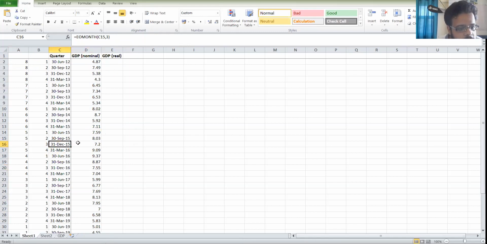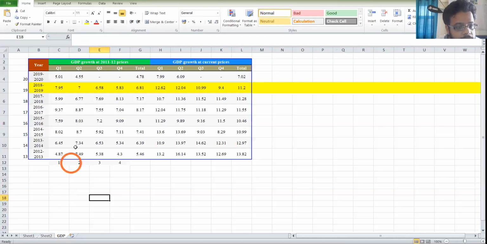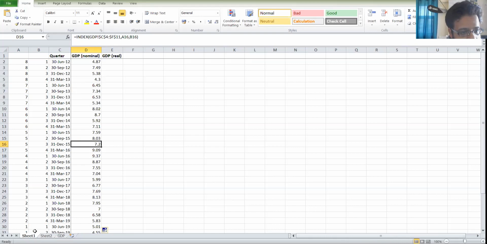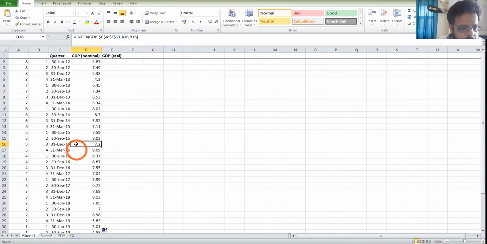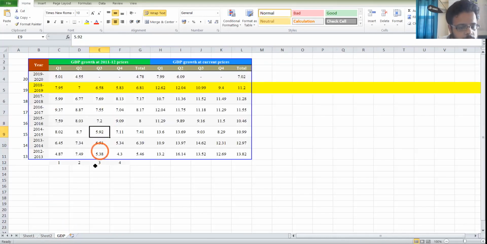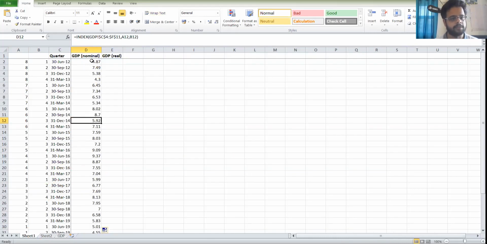So for 31st December 2015, that is Q3 for FY15, the GDP growth rate comes to be 7.2%. Q3 FY15, the GDP growth rate is not 7.2%, it is 5.92%. This is FY16, yes, FY16 is 7.2%. For FY15 Q3, it is this 5.92%. Perfect. So we're done here.